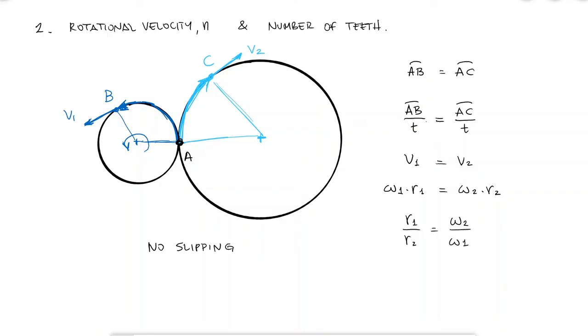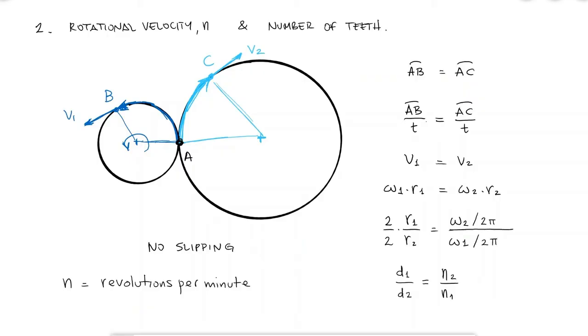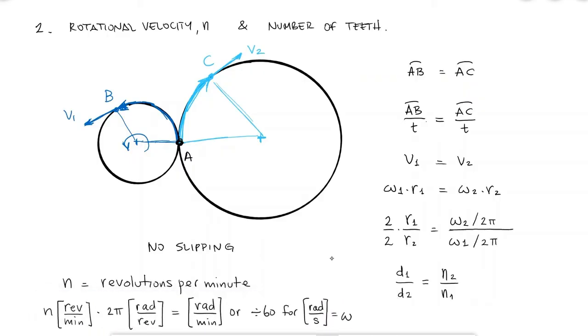Since we usually use the diameter and not the radius, and since we usually talk about revolutions per minute instead of angular velocity, we can multiply by 2 on the numerator and denominator of the left-hand side and divide by 2 pi on the numerator and denominator of the right-hand side. The left hand would be the ratio between gear diameters, and the right-hand side would be the number of revolutions per minute, since there are 2 pi radians per revolution to find omega, the angular velocity.